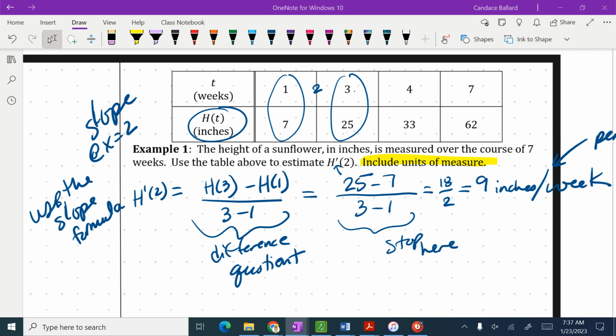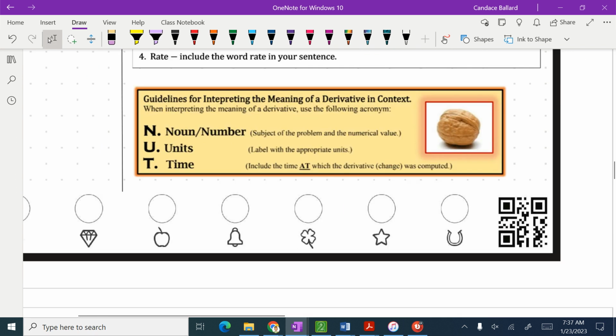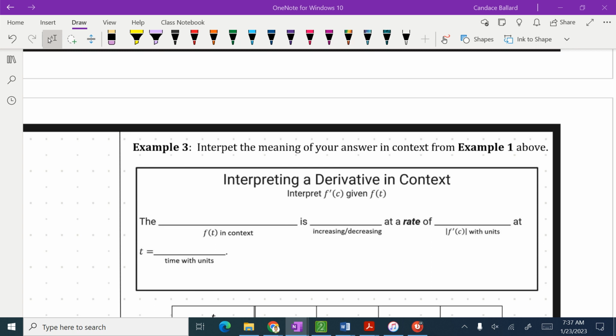I'm going back here. Okay. So the noun or the words of the problem, what are we looking at in that problem? What does it say? Not just the sunflower, but the height of the sunflower. So that's what's going to go in that first blank. We're interpreting the height of the sunflower. Height of sunflower. And whatever the crazy scenario is. Okay.